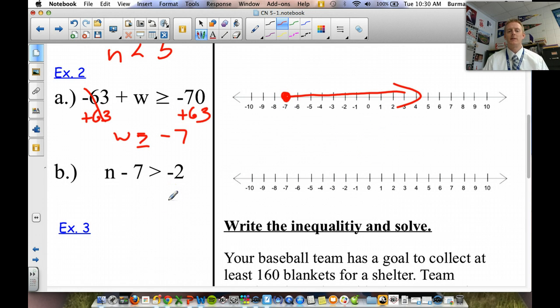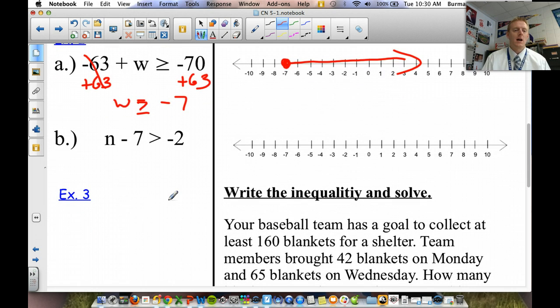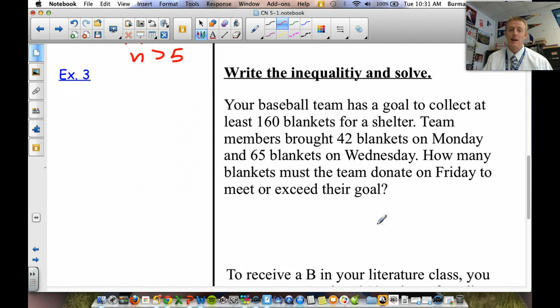Okay, so the process here has been fairly simple so far. Part B of example 2, again, to get n by itself, we do plus 7 to both sides. N is greater than 5. So here we go to 5, open circle, greater than shades to the right. Now hopefully you're finding this as easy as I'm expecting you to.